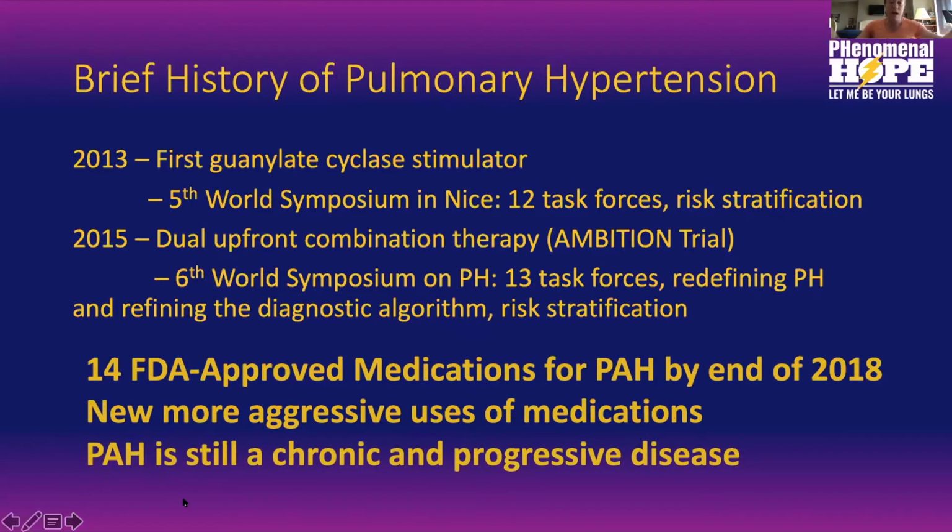So over time, we've had 14 FDA-approved medications for pulmonary arterial hypertension. This is by the end of 2018, actually by now, 2020. And we also developed differences in how we actually use these medications, meaning we use multiple drugs up front, and so that strategy is really important. We use risk stratification to try to determine who's sicker and needs which therapy. So there are algorithms and strategies involved, but PAH is still a chronic and progressive disease, and we still need research to get us further along the line.